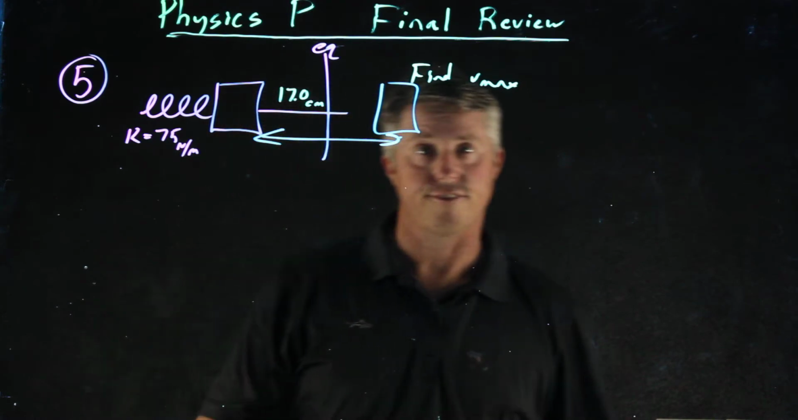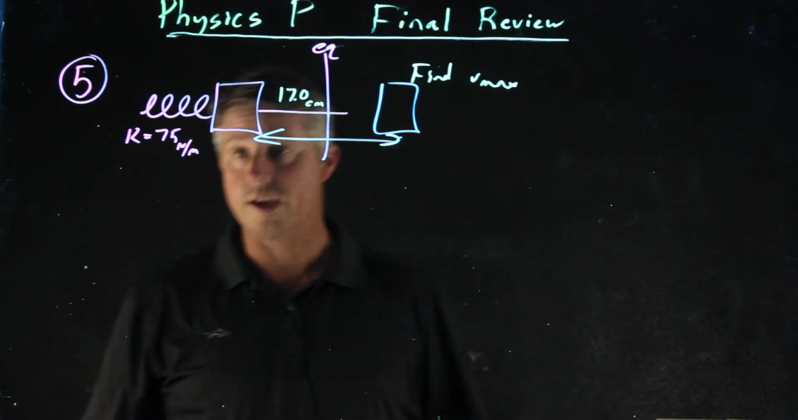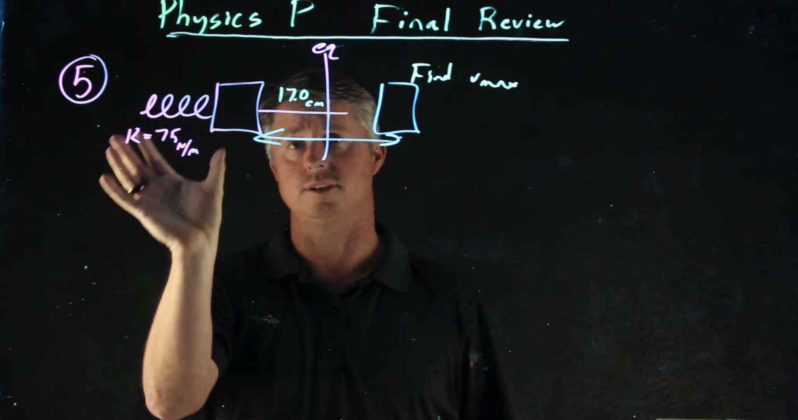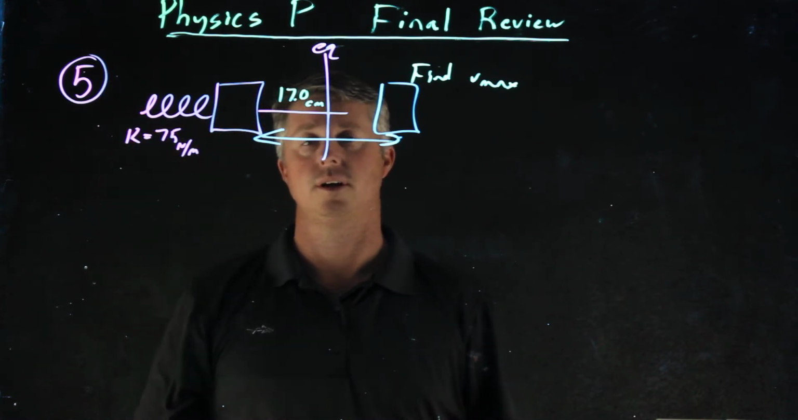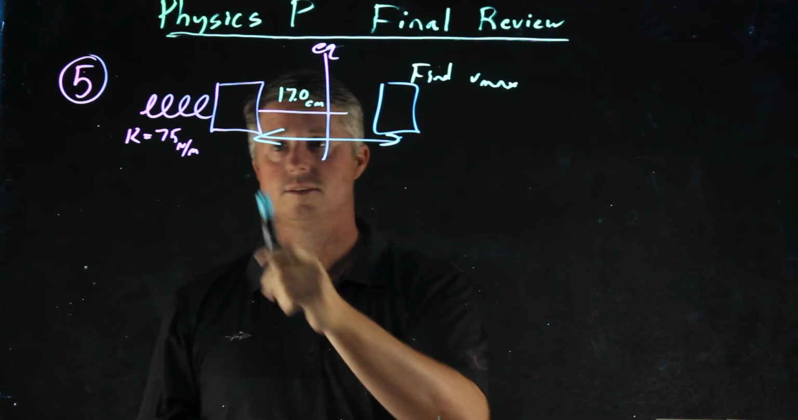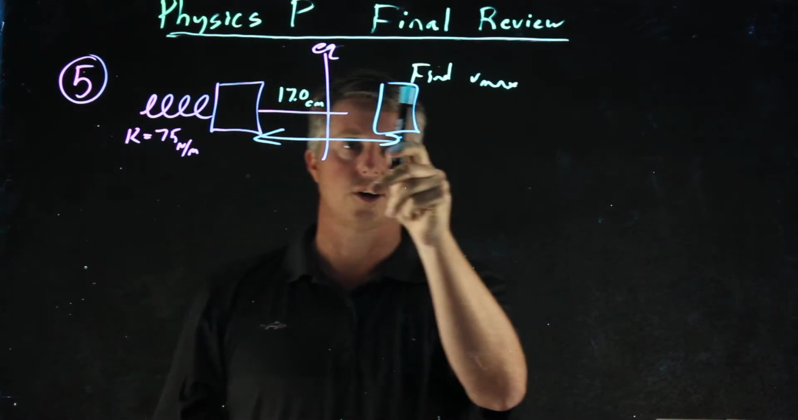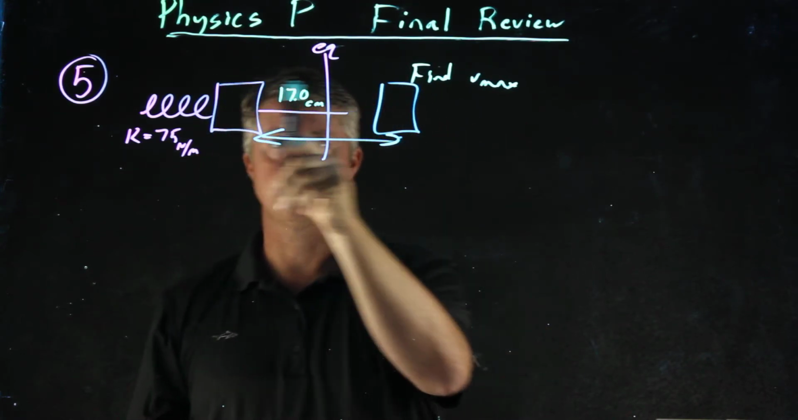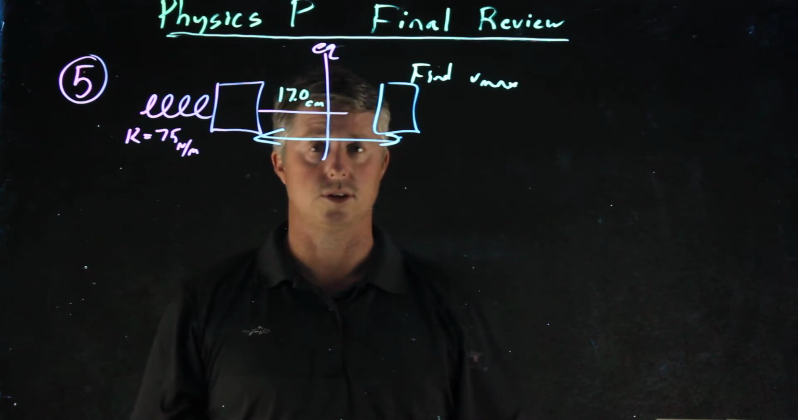Okay, problem number 5. Here we go. So we have a block that's attached to a spring, and the spring has a spring constant of 75 newtons per meter. This block is going through simple harmonic motion, which means it's basically starting here, it goes, it stops, it comes back, and it's basically bouncing back and forth between these two positions.